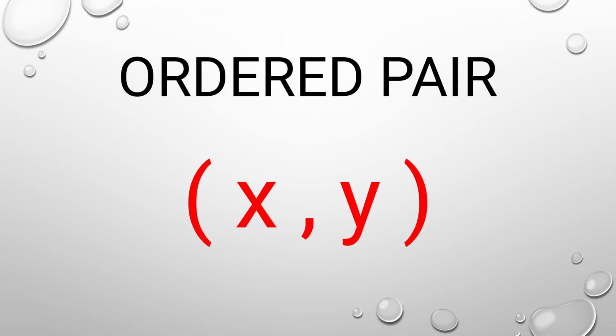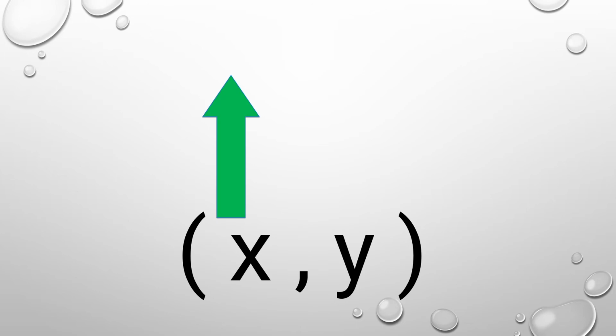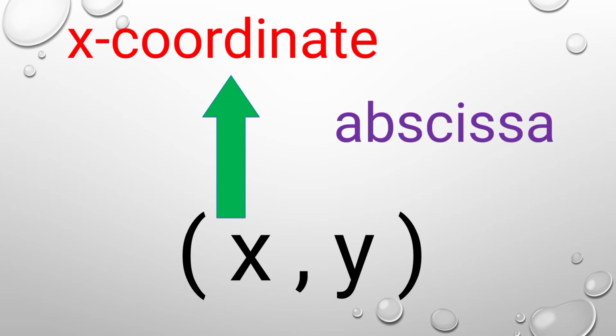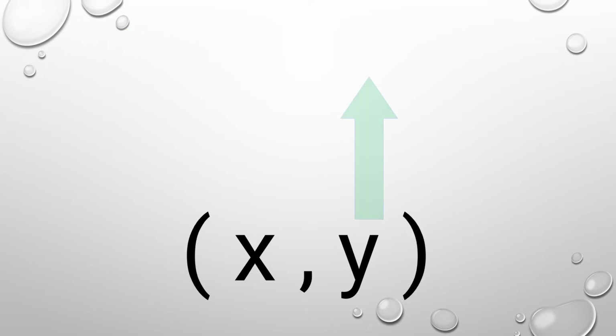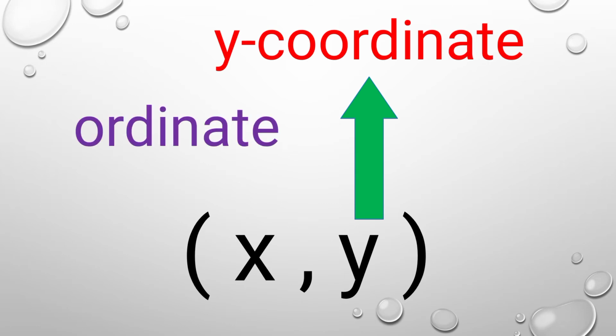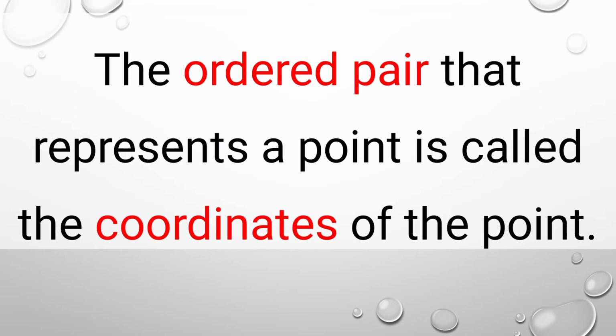X, y is known as the ordered pair. X refers to the x-coordinate, also known as abscissa, or the first element of the ordered pair, and y is known as the y-coordinate, also known as ordinate, or the second element of the ordered pair. The ordered pair that represents a point is called the coordinates of the point.